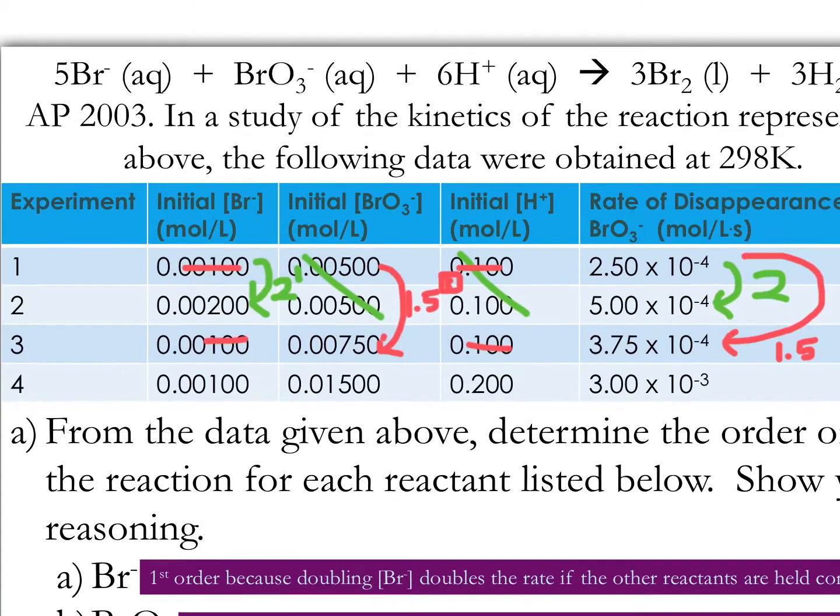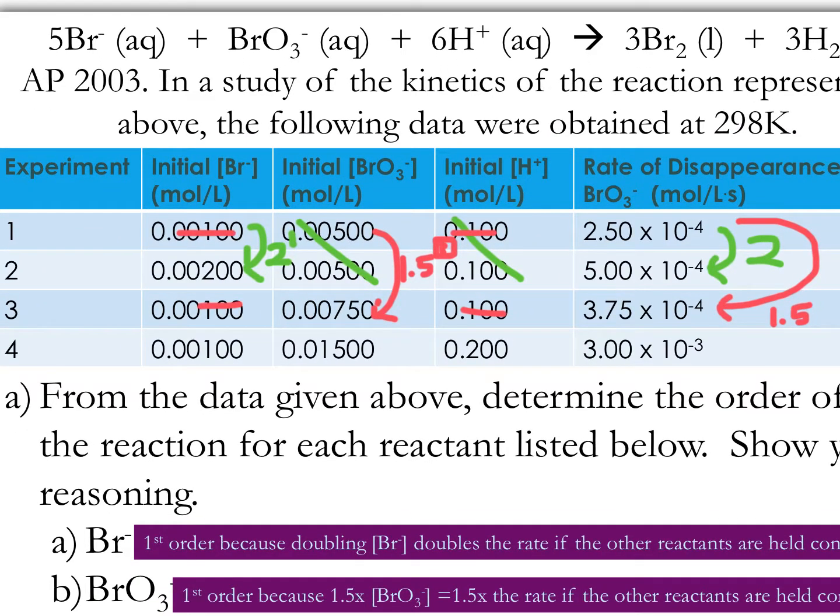Your justification would be it is first order because 1.5 times the concentration of bromite makes a 1.5 times the rate if the other reactants are held constant. If the other reactants aren't held constant, then we're going to have a lot of changes in rate. That wouldn't work. So it's if the other reactants are held constant.